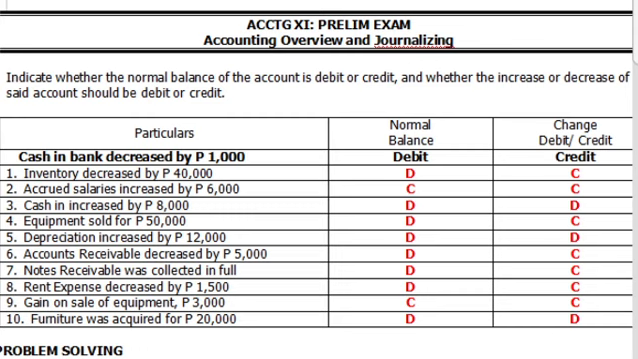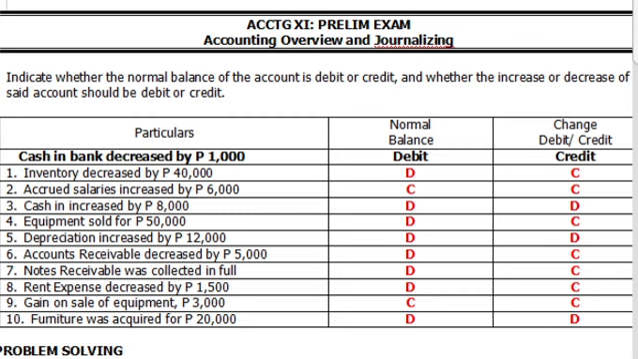Next, cash increased by 8,000. So, cash is an asset, therefore debit. And since nag-increase siya, debit yung kanyang change. Number 4, equipment sold for 50,000. Equipment is an asset, therefore debit yung kanyang normal balance. Ibinenta natin siya. So, kapag binenta natin, syempre mababawasan yung ating equipment or mawawala sa atin yung equipment natin. Kaya, credit yung kanyang change.